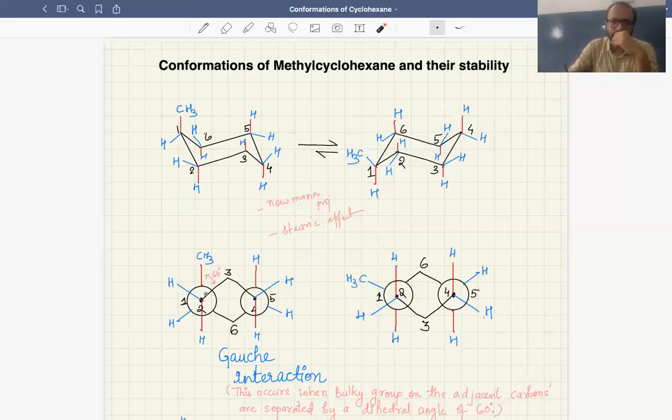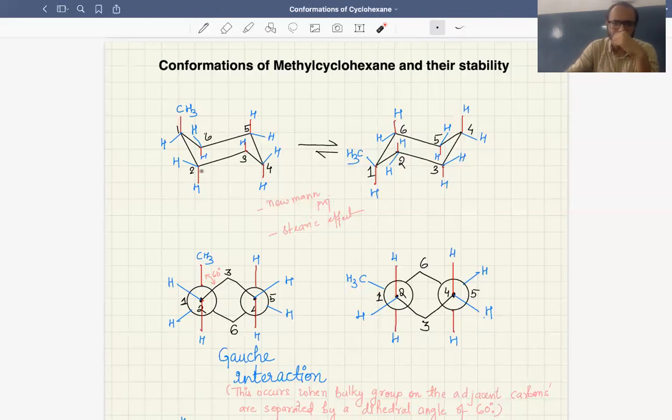So when we draw the Newman projection formula, the front carbon, that is 2, would be coming as a dot, and the back carbon, that is your carbon number 1, would be coming as a circle. Okay. And similarly, the front carbon here would be the fourth one, and therefore that would be represented by a dot, and the back carbon is your fifth carbon, and that would be represented by a circle. Okay, so these two things we have drawn for these particular bonds in this case.